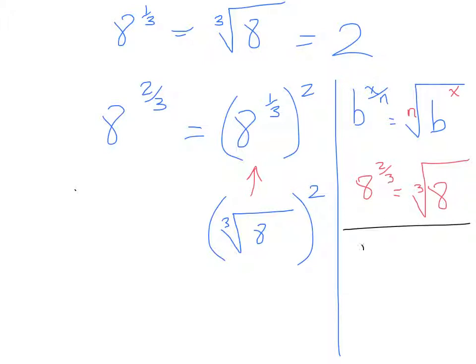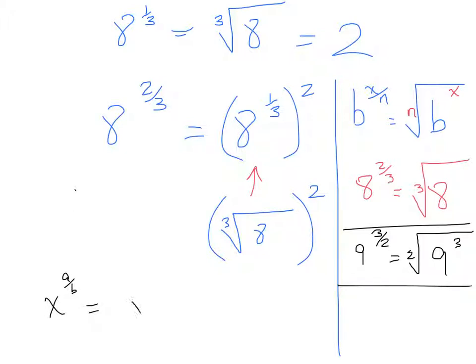All right, so let's try a couple more. How about 9 raised to the 3/2? Well, here we go. Our big number is the 9. Our index is the denominator, which is 2. And our exponent is 3. So there we have it. That's how you'd set this up. You can do this also for any variable. It doesn't matter what the variables are. So let's say we have x to the a over b. Our big number is x. Our denominator is b. And our exponent is a.